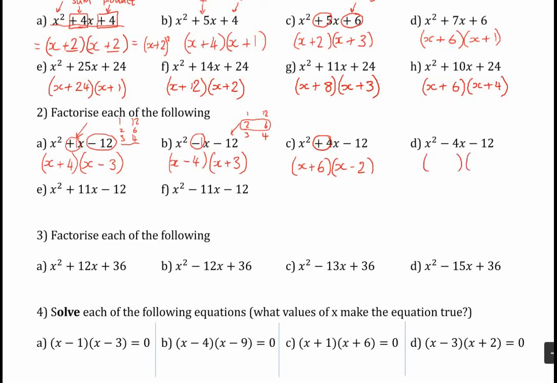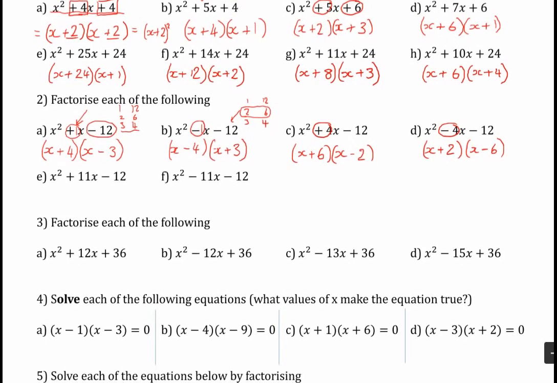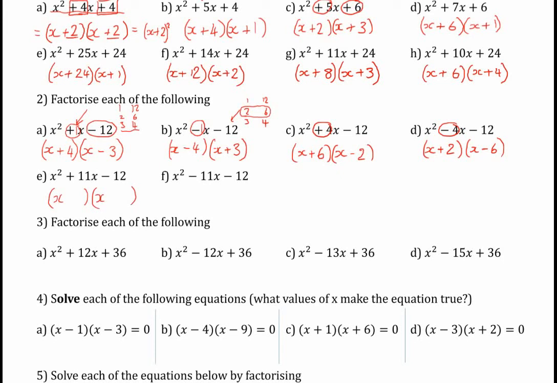Okay, on D, I need them to add together to make negative 4, so that's going to be the opposite way around. I'm going to have a plus 2 and a minus 6, and hopefully you can see why that makes negative 4. These ones have to add together to make 11, so that's going to be plus 12 and minus 1. And finally, minus 11 is going to be plus 1 and minus 12.